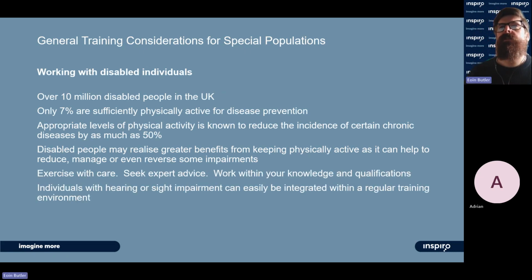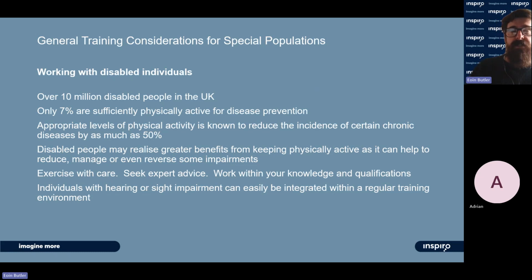And then finally, our disabled individuals. So there's over 10 million disabled people in the UK. Only 7% are sufficiently physically active for disease prevention. Appropriate levels of physical activity is known to reduce the incidence of certain chronic diseases by as much as 50%. Disabled people may realize greater benefits from keeping physically active, as it can help to reduce, manage, or even reverse some impairments.